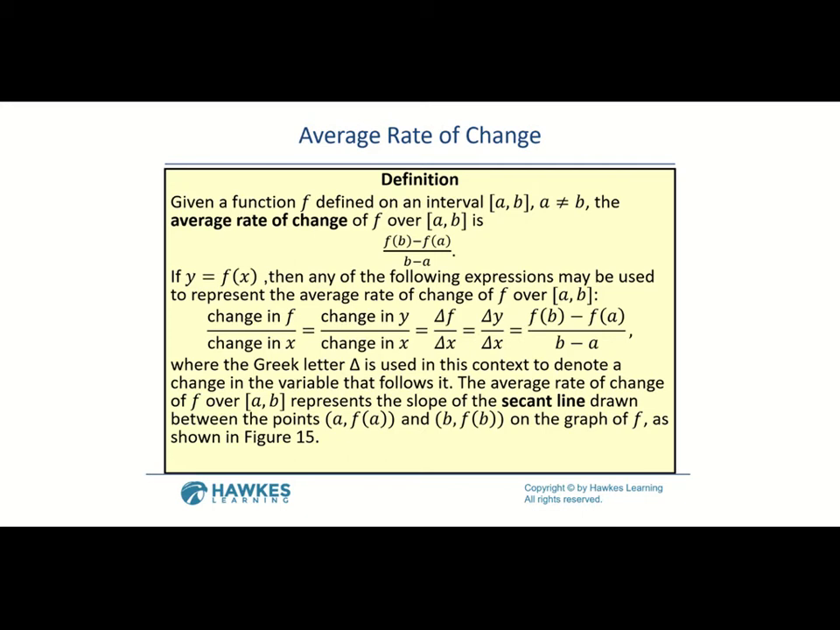For your average rate of change, you'll be given an interval, and it'll be interval A to B, where A cannot equal B. To find that average rate of change, you evaluate your function at B, evaluate your function at A, subtract those two values, and then divide by B minus A. We will take a look at this using numbers to help you see what it actually means. The letters get a little crazy at times.